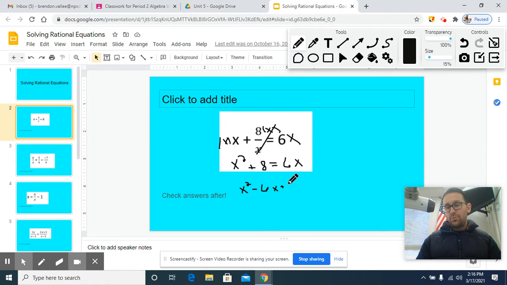And from here, you would do one of your methods to solve for x. You would do quadratic formula, completing the square, or product sum would be the easiest, right? To factor this and solve for x.